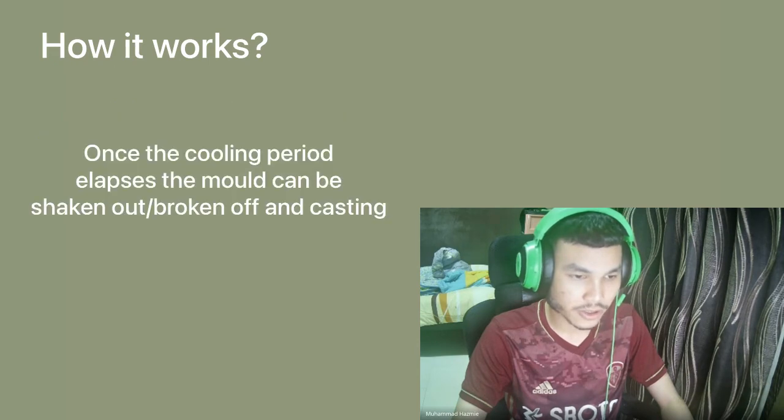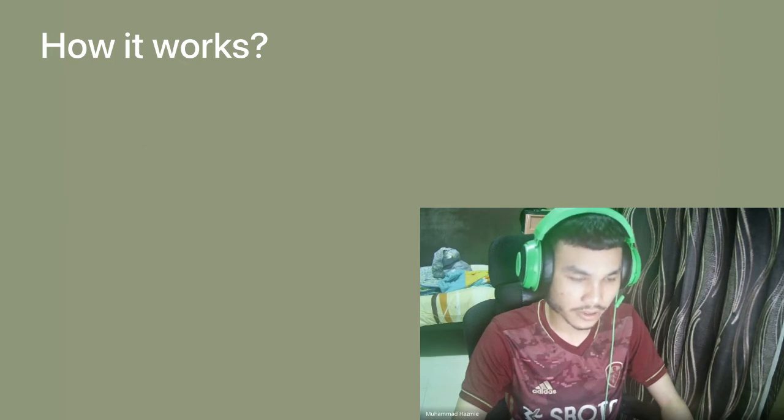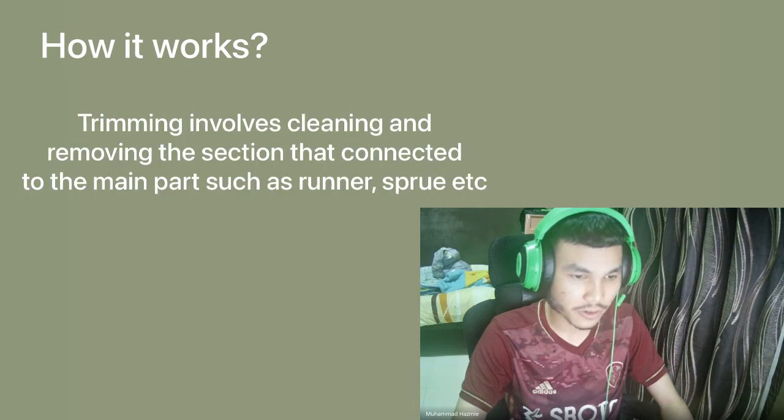Sixth, once the cooling period elapses, the mold can be shaken out or broken off to release the casting. And lastly is trimming, which involves cleaning and removing the sections connected to the main part, such as the runner and sprue.